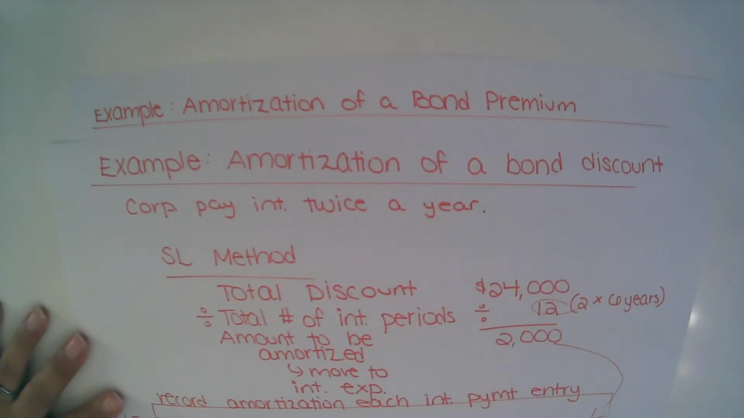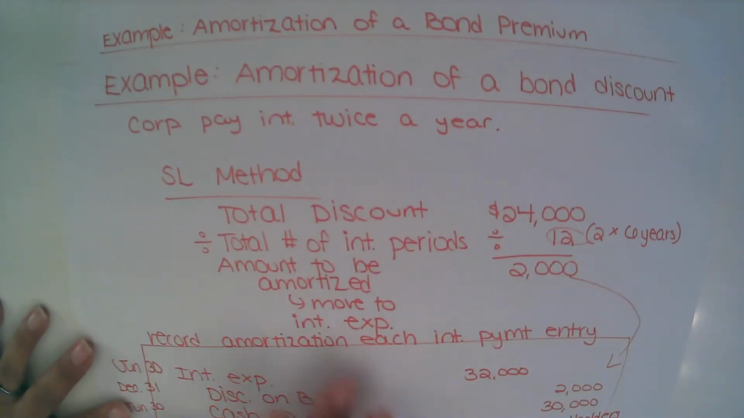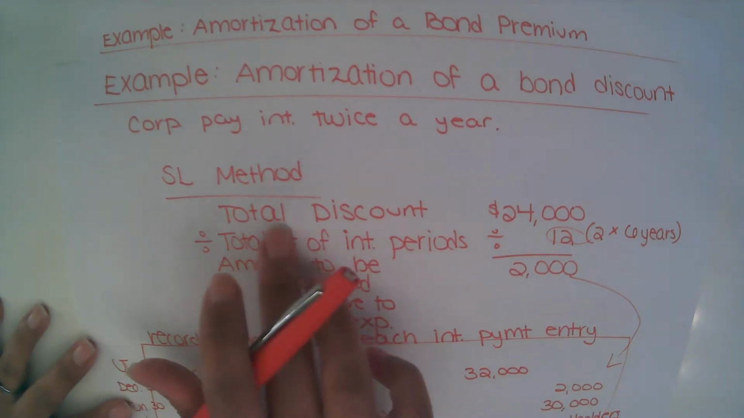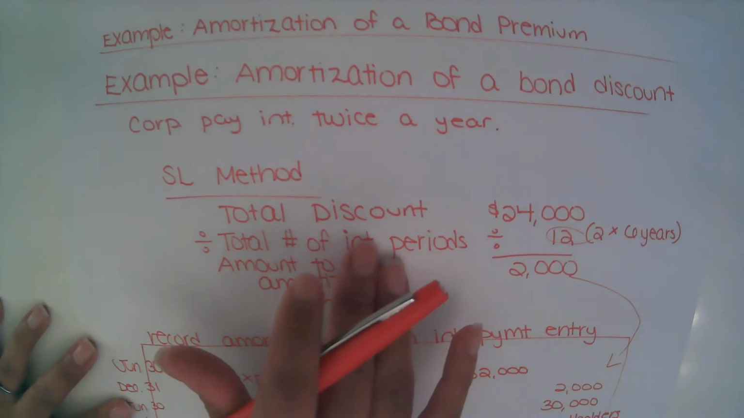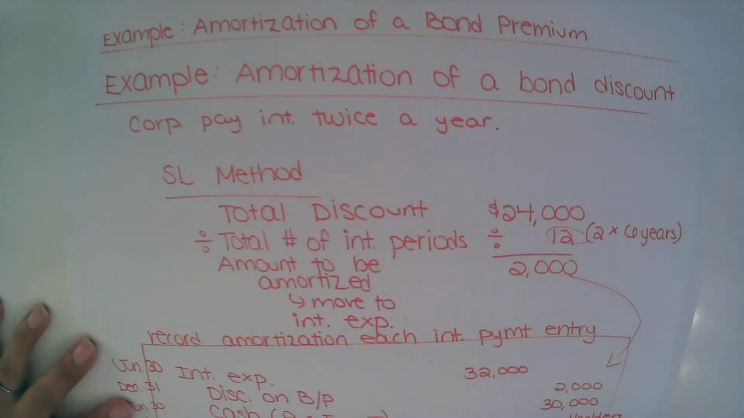All right, now let's try an example of amortizing a bond premium. The nice thing is it is very similar to the bond discount, right? It's the same straight line formula, but now instead of saying total discount, it'll be total premium. Still the same number of interest periods.